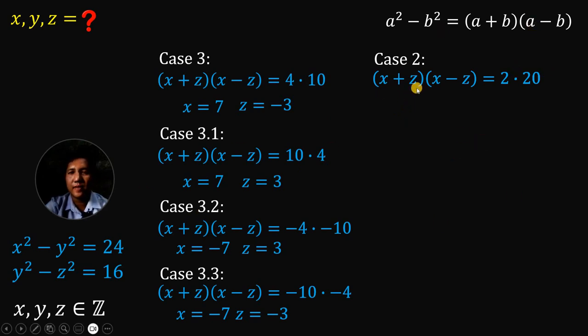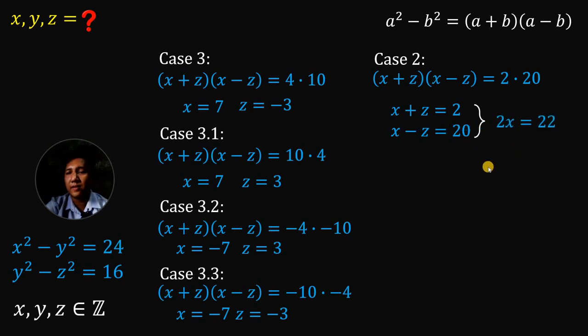On case number 2, x plus z multiplied by x minus z equals 2 times 20. It follows that x plus z equals 2 and x minus z equals 20. Doing the same thing, add these two equations, and we get the value of 2x equals 22. Divide both sides by 2, we get that the value of x must be equal to 11. Now, if x equals 11 and x plus z equals 2, it follows that z must be equal to negative 9.